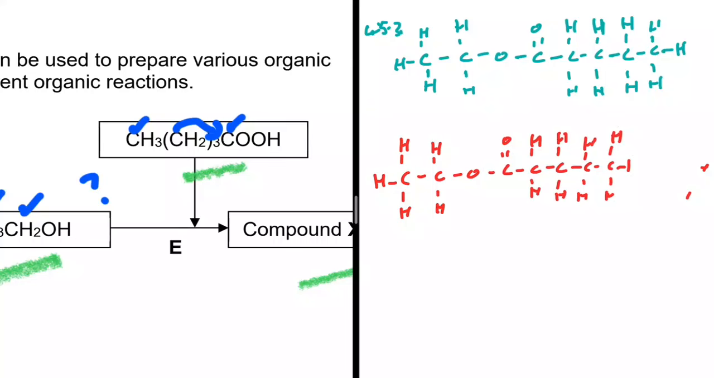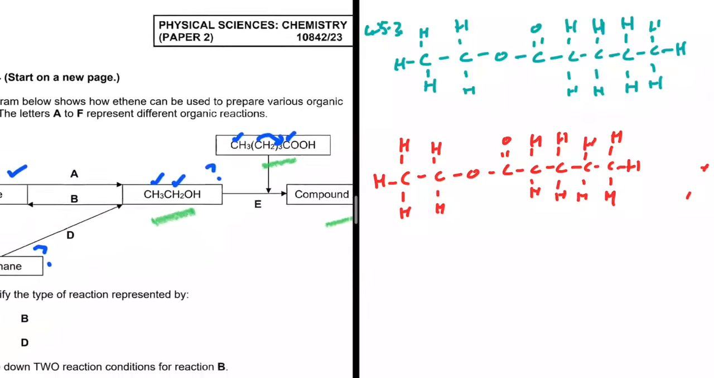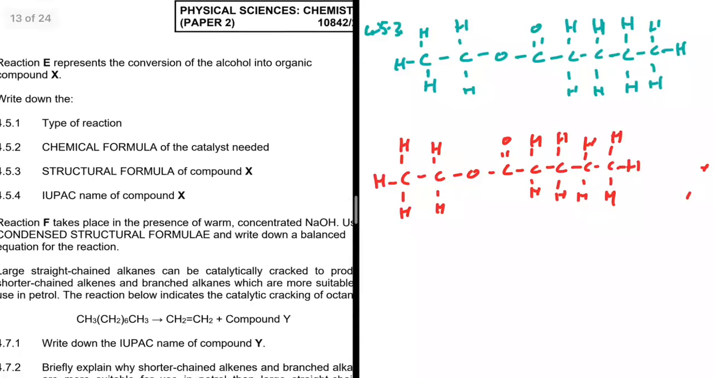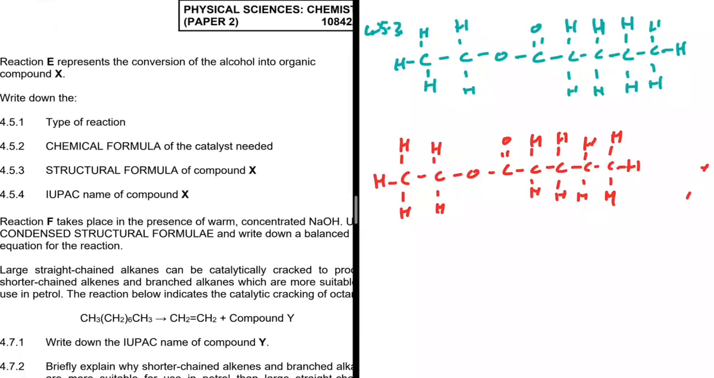This is why our product ends up looking like that. Okay, so there we go. I hope you can see where it is coming from. The alcohol loses a hydrogen and the carboxylic acid loses an OH. But anyway, let's take a look at the question that follows.